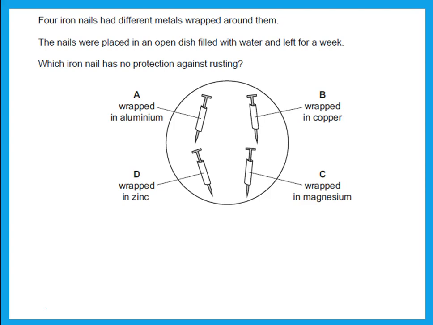So when we wrap it in aluminium or zinc or magnesium, all of these are more reactive than iron. So it is just like sacrificial protection. The more reactive metal will be the one that loses electrons and becomes oxidized instead of the iron. But when we wrap it with copper, copper is less reactive than iron. So actually it will be the iron that will react and rust. So it is B that does not have any protection against rusting. To have protection, it has to be connected or covered with a more reactive metal, so that the more reactive metal will react instead of the iron.